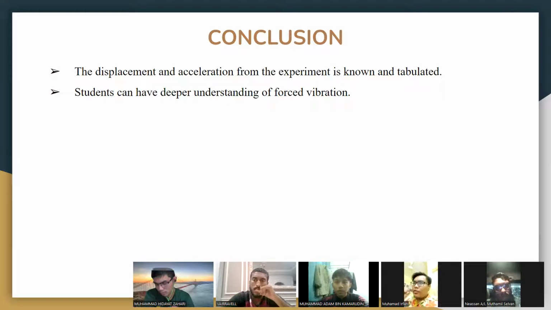All right. So finally, we have come to the conclusion part. We have two points of conclusion. Number one, the displacement and the acceleration from the experiment done are known, tabulated, and have been analyzed. And number two, the students, us, will have a deeper understanding of forced vibration.